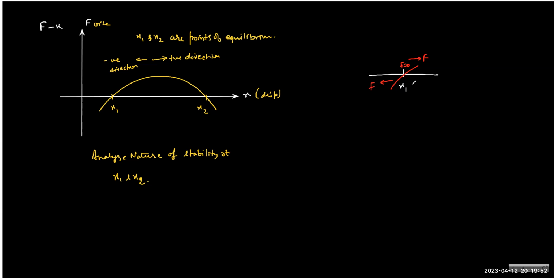The force only develops once you go right or left. But if I displace slightly right and release, this force will take you right only. It will never let you go back. And if I displace slightly left, it will go left only because of this force. It will never come back. So x1 represents what? Is it stable or unstable?